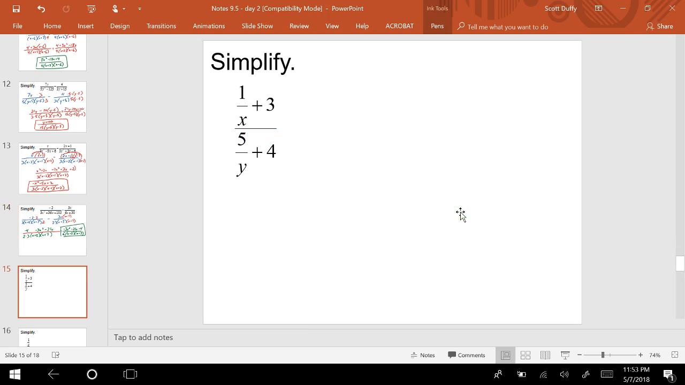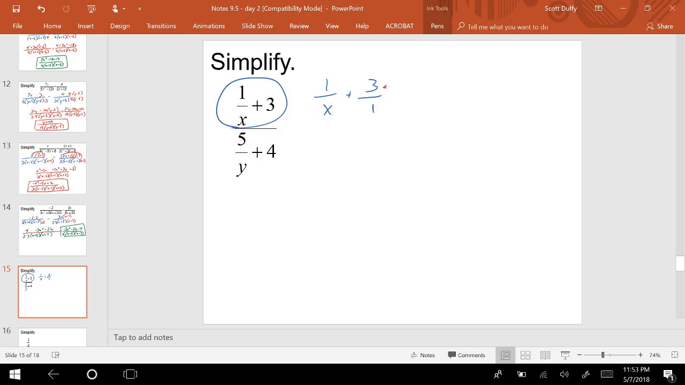Going on, it gets a little bit more complicated. So I'm going to take this one part at a time. I'm going to look at just the top first, and then just the bottom. So 1 over x plus 3. Now what you can do is think of that as 1 over x plus 3 over 1. Both of those fractions are factored, because you can't do anything with either of these denominators. So you ask yourself, okay, what does the denominator on the left have that the denominator on the right doesn't? An x.